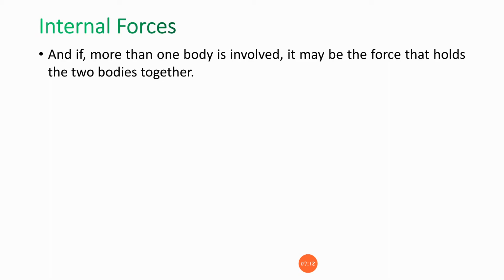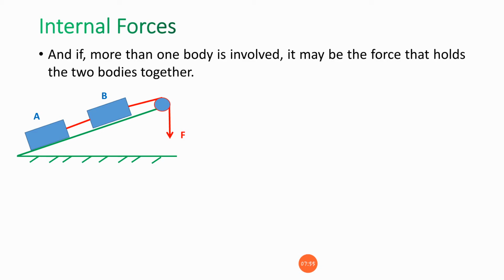Next, what are the internal forces in this case? In the previous case we saw only one body, that is the prismatic bar. In this case we take a system of bodies, where more than one body is involved, meaning the bodies are interconnected. Just suppose you take a railway system. The railway bogies are interconnected with each other, so they are considered as a single unit, but composed of a number of masses. That means more than one body is involved. It may be the force that holds the two bodies together.